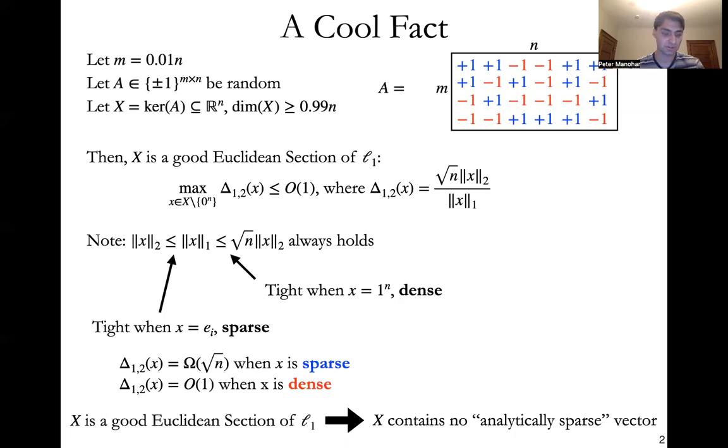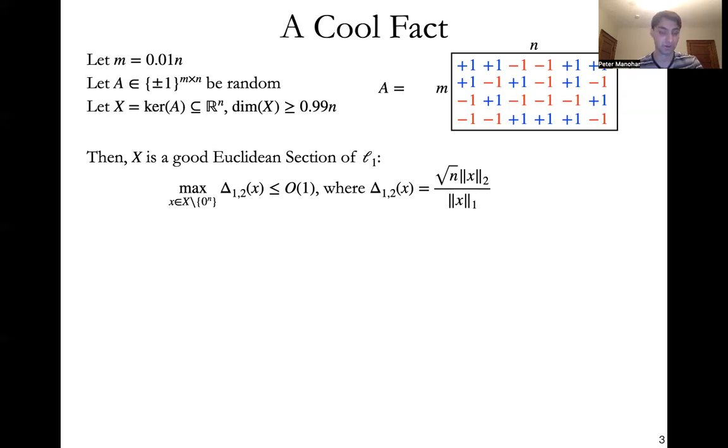And so this in particular implies that when X is a good Euclidean section of L1, it means that X does not contain any sparse vectors, that is, vectors that are sparse in this analytic L1, L2 distortion sense. In particular, all vectors in the subspace have very good L1, L2 distortion. In particular, it's a constant. And because of this connection between sparsity and this L1, L2 distortion, we can actually rephrase being a good Euclidean section in the following equivalent way.